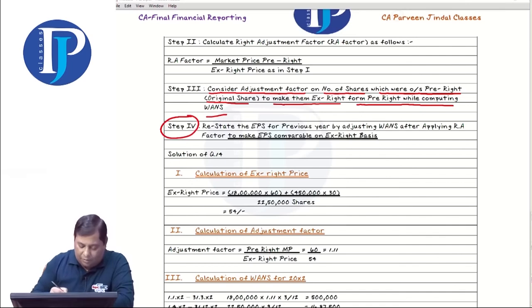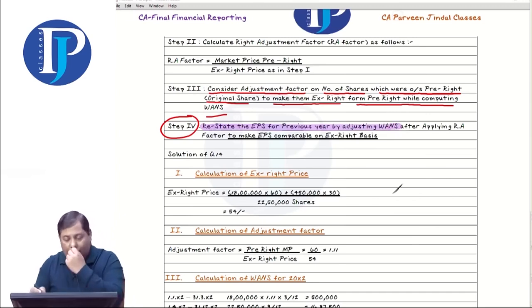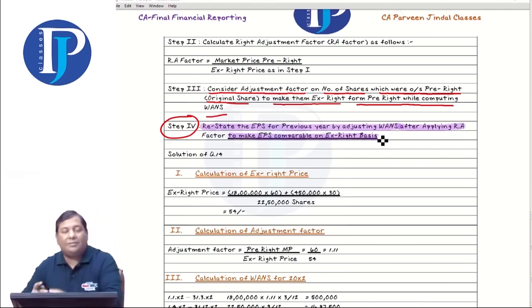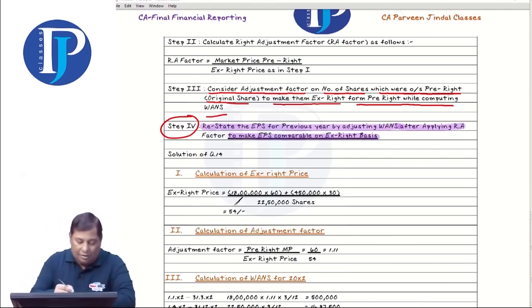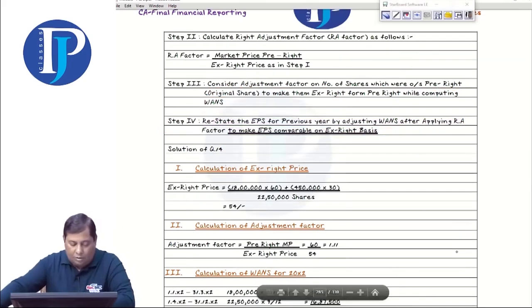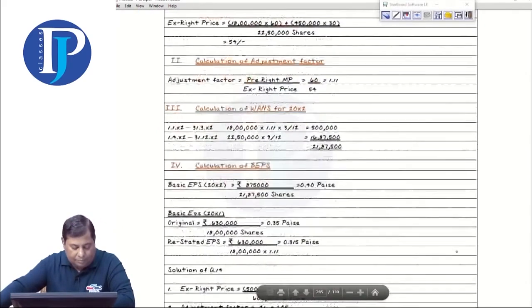Now look at the fourth step. Restate the EPS for the previous year by adjusting. Restate the EPS of last year and then apply the RA factor to the weighted average of the previous year so as to make EPS comparable on an ex-rights basis. Then we did question number 14.